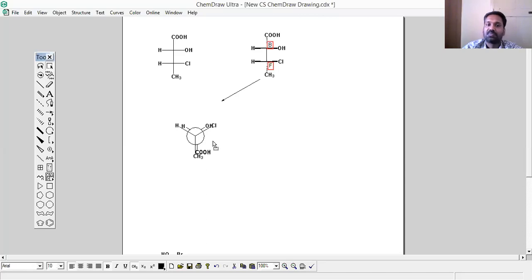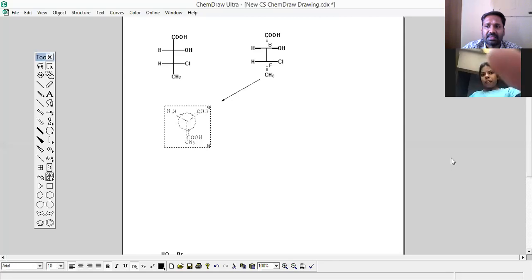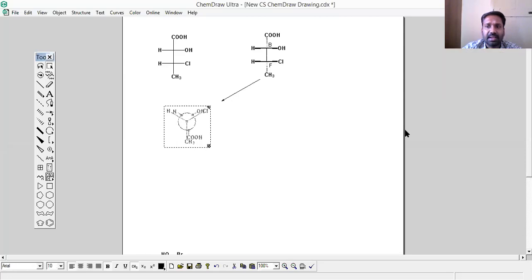So this is my compound, which is the converted projection. I have converted Fischer into Newman. Yes, I have converted Fischer into Newman. But as I told you, in the actual sense, in the real sense, the molecules always are in the staggered conformation. So what should I do now? I should rotate this by 180 degrees.